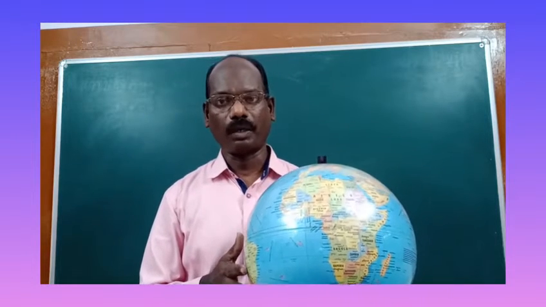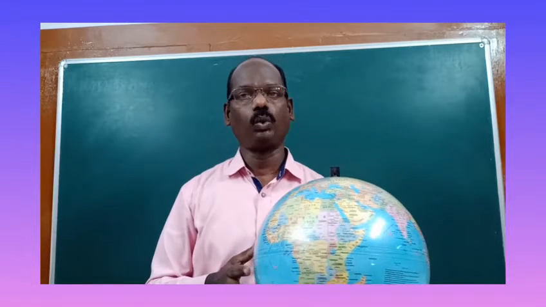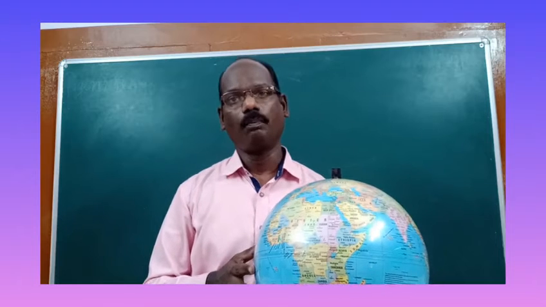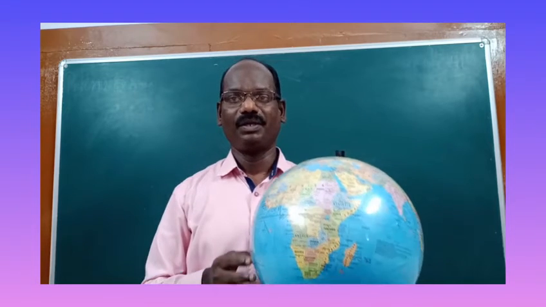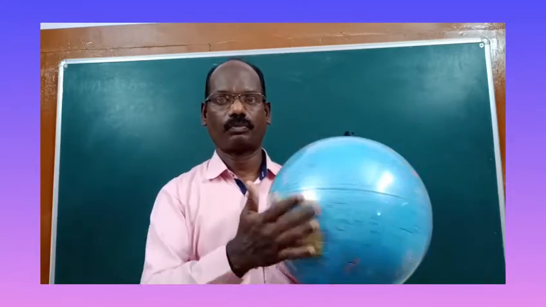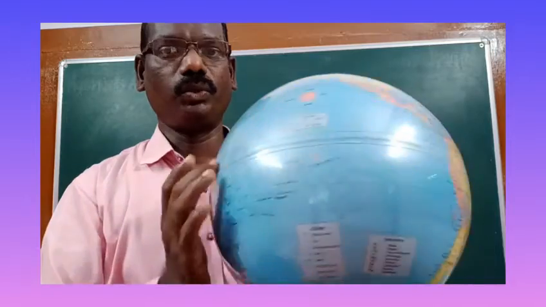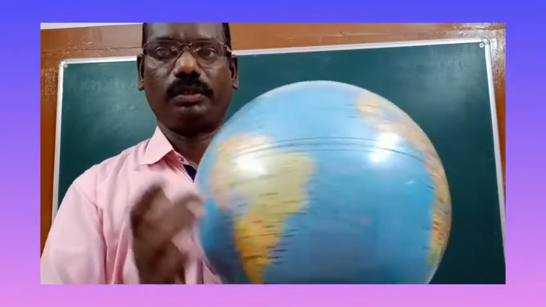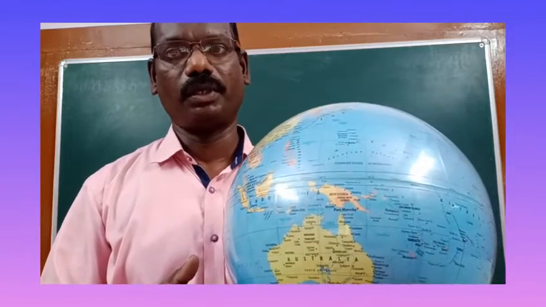Then, coming to our topic, how to find the time of a place. The time of a place is always calculated based on the movement of the earth and the position of the sun. You know the earth rotates on its own axis like that. In which direction does the earth rotate? The earth rotates from west to east. As the earth rotates from west to east, what happens there?